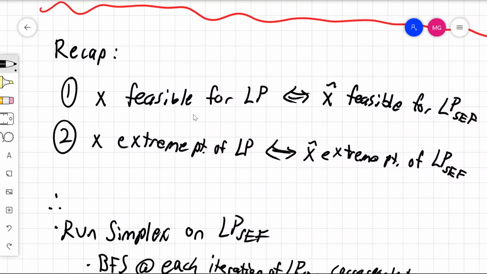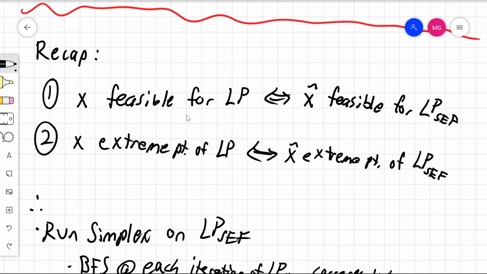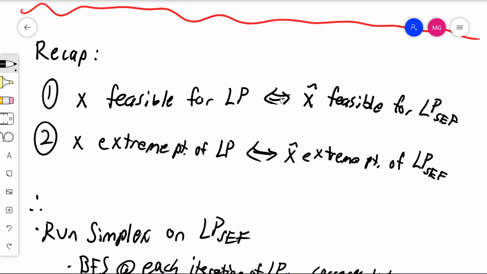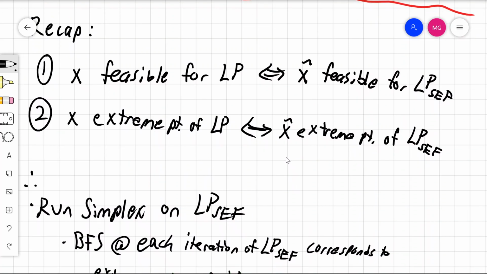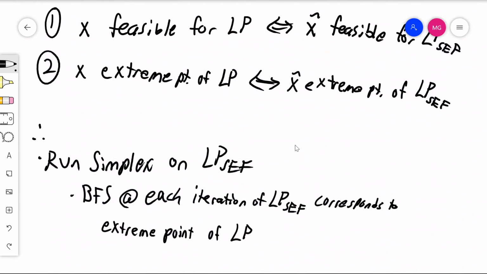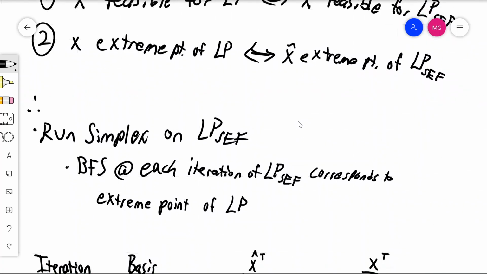So just to recap, if x is feasible for the original linear program, then x hat is feasible for the standard equality version, and vice versa. And then if x is an extreme point, then x hat is also an extreme point for the standard equality version, and vice versa. So the feasible points are in bijective correspondence, as are in particular the extreme points.